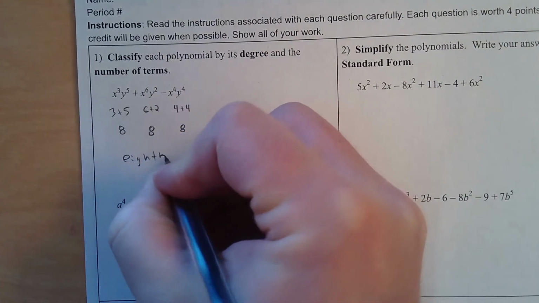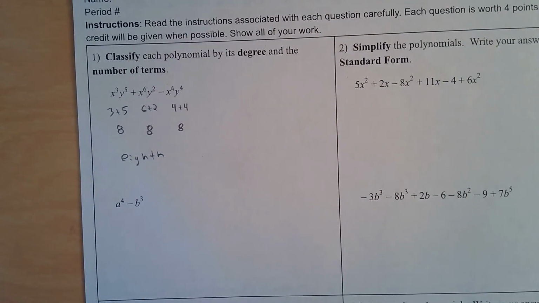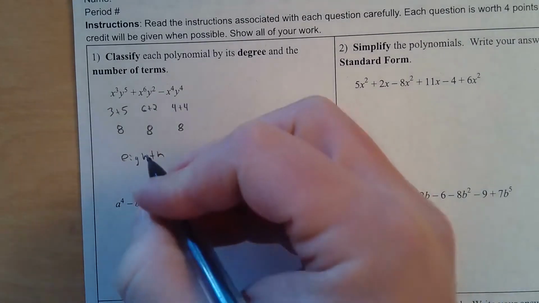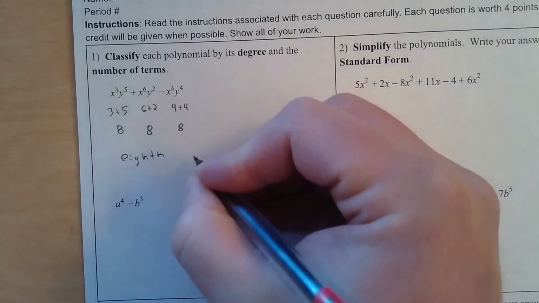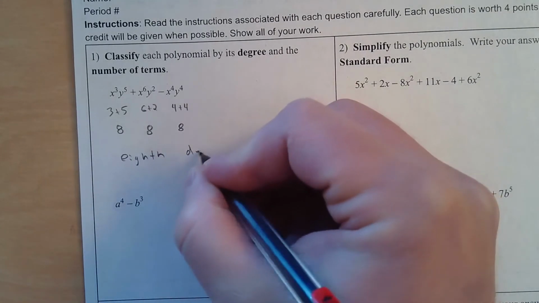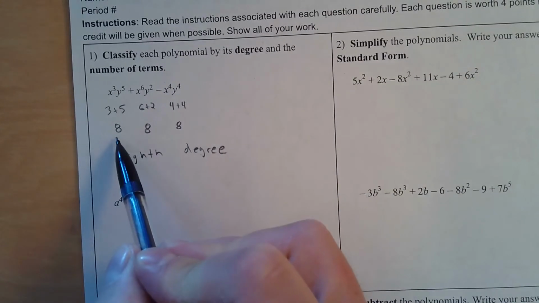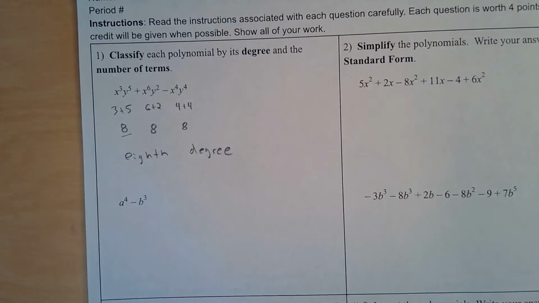8th. Is that how you spell 8th? That looks weird. I'm gonna just stick with that. 8th degree. And that's because 8 was our highest exponent.